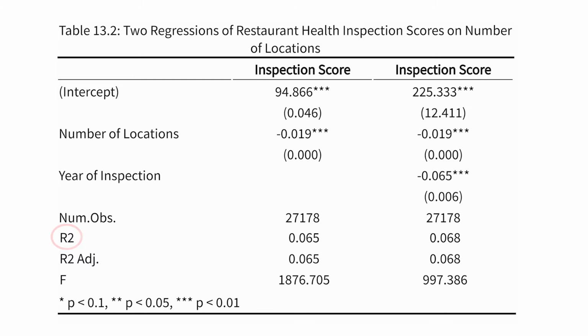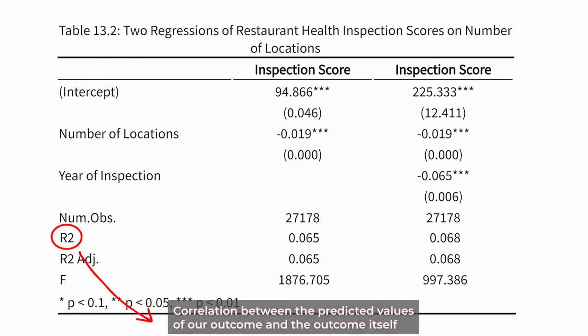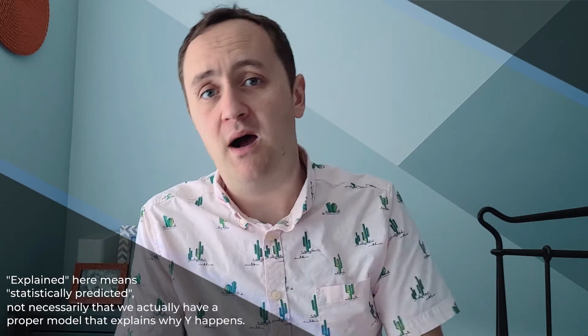The first one is R squared, represented here as R2. What R squared is, is the correlation between the predicted values of our outcome and the outcome itself, and then you square that correlation. You might think, well, what is that? Why are we doing that? Well, it sort of represents the proportion of the variance of the outcome that we have explained with our model.